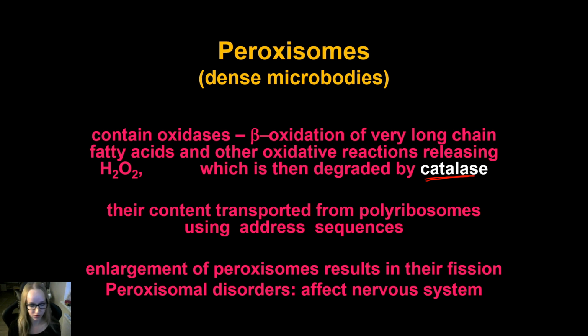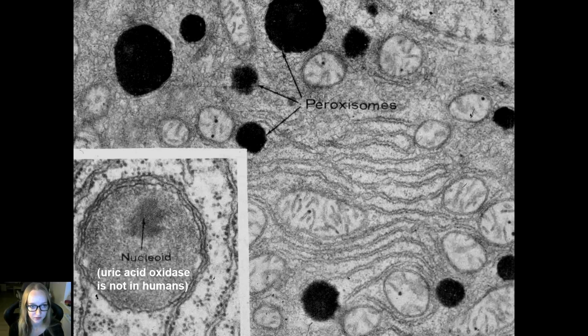And of course their content is transported from polyribosomes using address sequences. Everything is using address sequences. And this is how they look like. This is a picture from an electron microscope. So really you can't tell the difference from lysosomes. Really, they look like lysosomes or lysosomal transport vesicles. Sometimes they look like it.